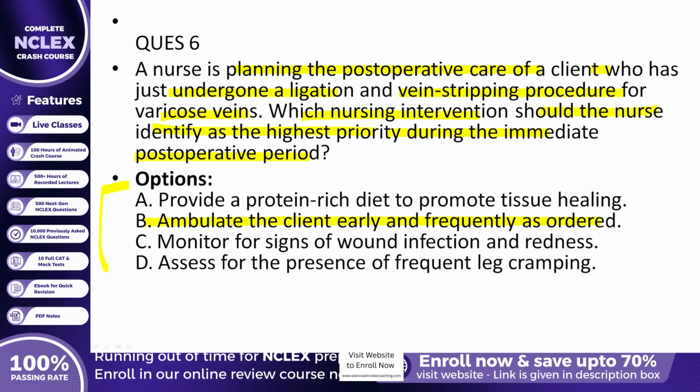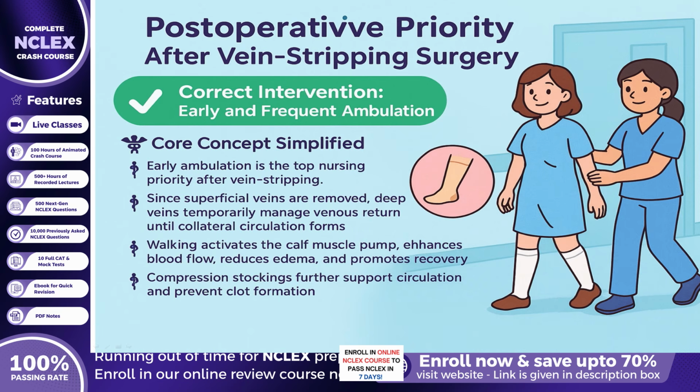Early ambulation is the key element of post-operative management after vein stripping and ligation procedures. The main goal in this stage is to maintain effective venous circulation, prevent venous stasis, and reduce the risk of developing a deep vein thrombosis. Because the surgery involves the removal of superficial incompetent veins, temporary impairment of venous return can occur until collateral circulation develops through the deep venous system.